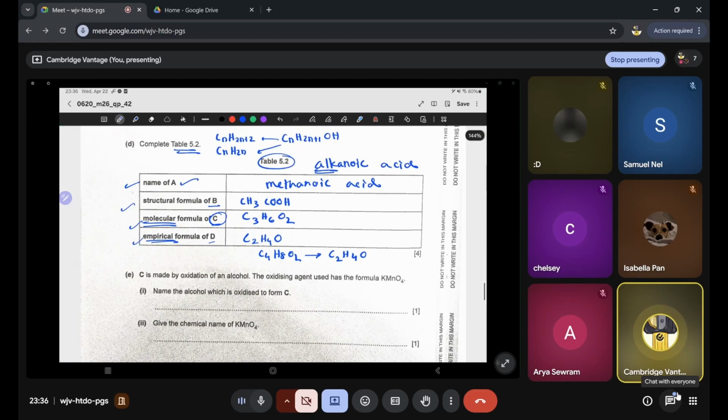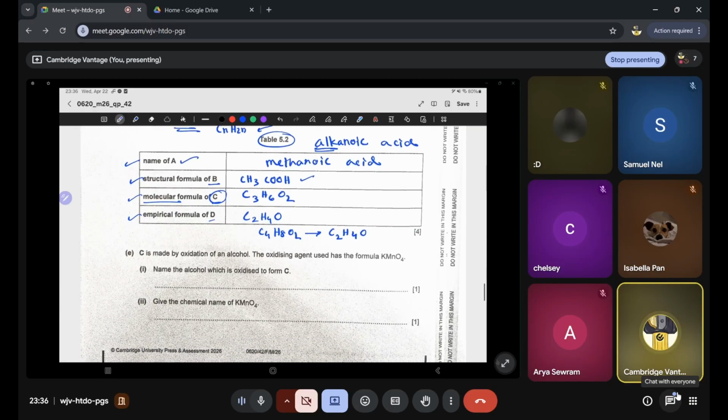So the first one asks for the name, second one asks for the structural formula, third one asks for the molecular formula, fourth one asks for the empirical formula. Thank you for letting me know, Liat. That was a good observation. All right. Does anyone have any questions regarding the changes we have made? If so, we can go through this again.